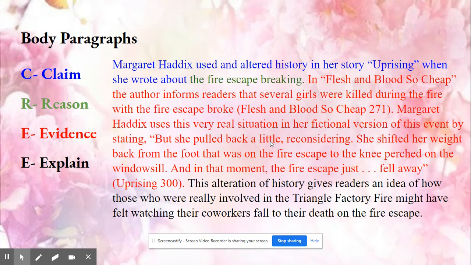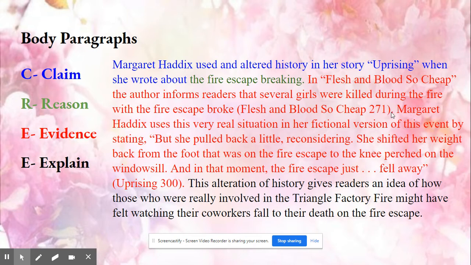I'm going to read this paragraph out to you, and you're going to want to make sure that you're following along with the color coding pattern. Margaret Haddix used and altered history in her story Uprising when she wrote about the fire escape breaking. In Flesh and Blood So Cheap, the author informs readers that several girls were killed during the fire when the fire escape broke.